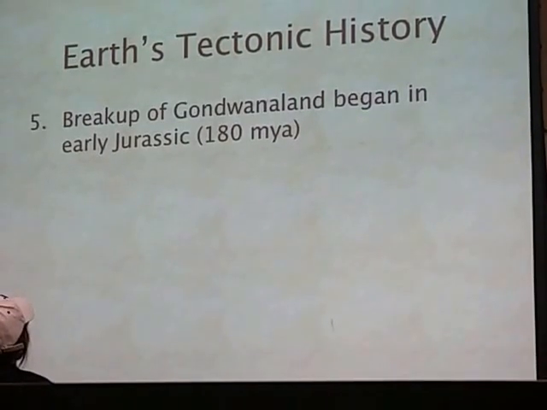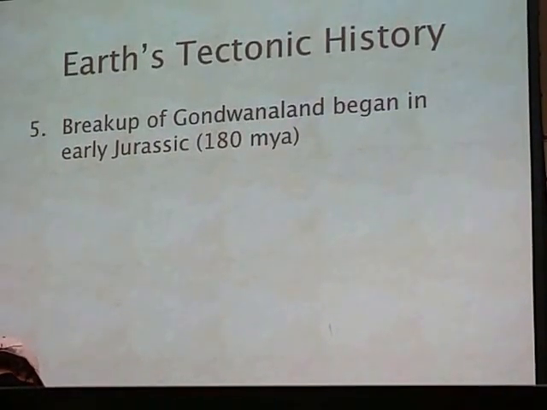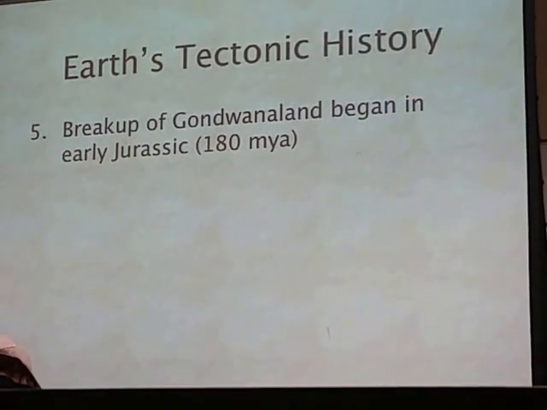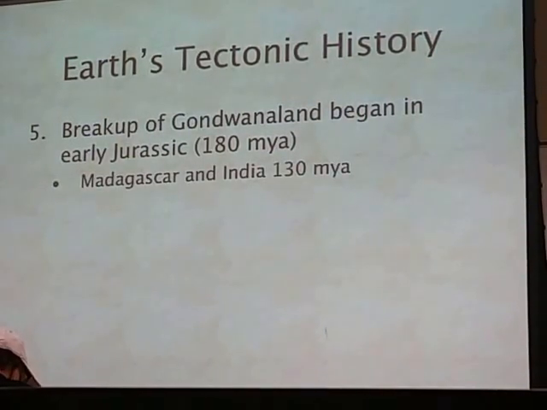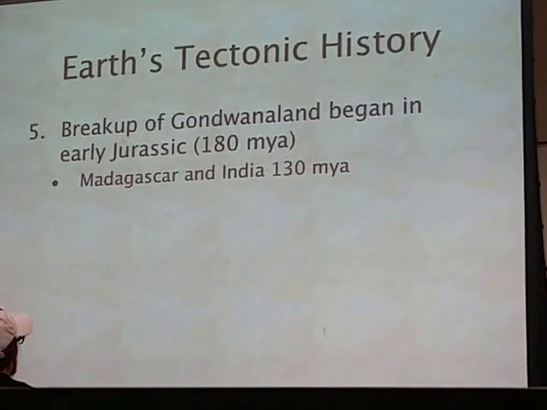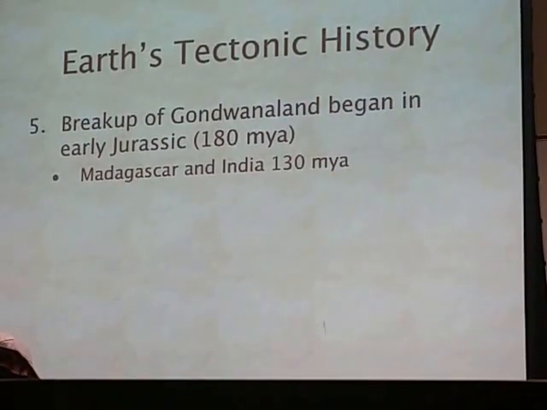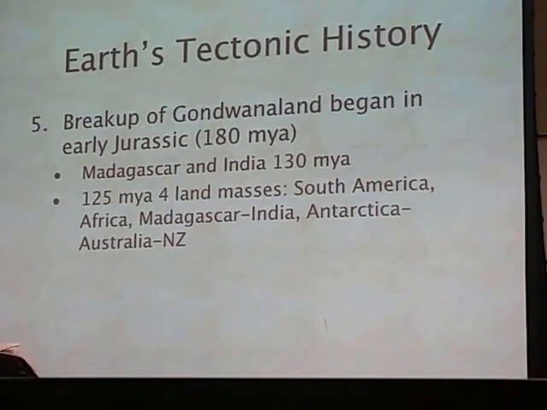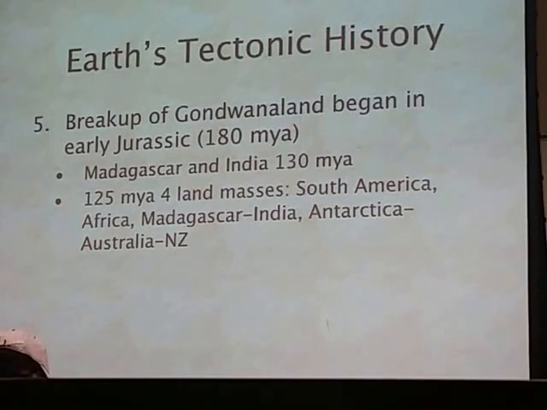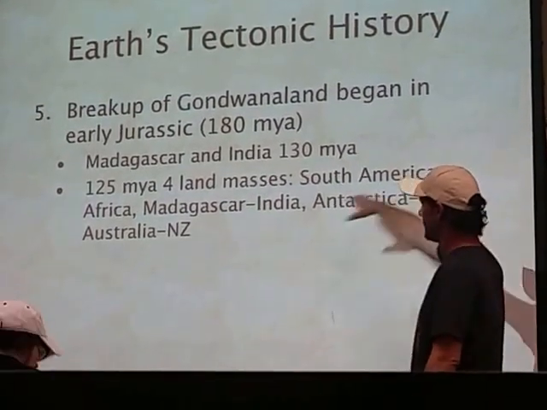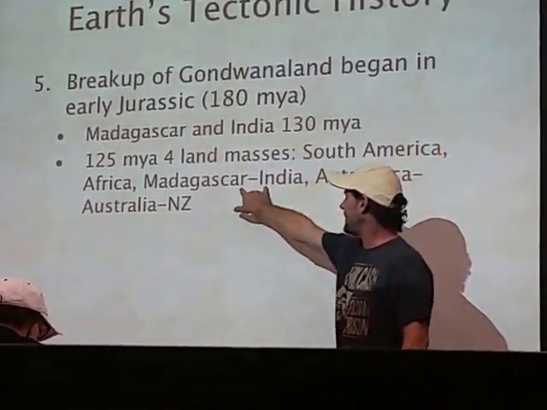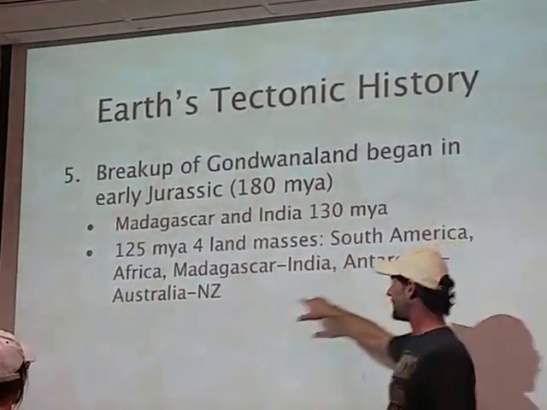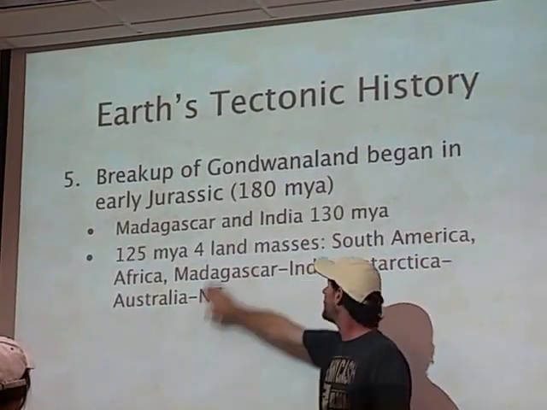Gondwanaland starts breaking up earlier than Laurasia, so about 180 million years ago. As soon as Pangaea breaks up, basically Gondwana starts to break apart. Madagascar and India, about 130 million years. By 125 million years, you have 4 land masses in the south. You have South America, Africa, Madagascar, and India sitting out into the Indian Ocean. And then Antarctica, Australia, and New Zealand are connected together. They're the first to break up.